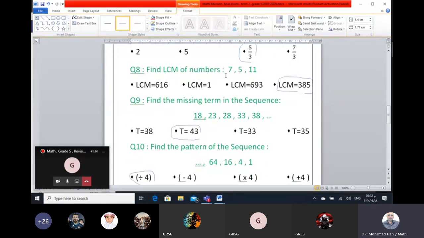Find the LCM of the numbers 7 and 5 and 11. As you know, LCM uses the common and the non-common factors. But here, there is no common factor between 7, 5 and 11, because all the numbers are prime. So take the non-common factors, 7 and 5 and 11. Multiply 7 times 5 times 11. You will find the answer.